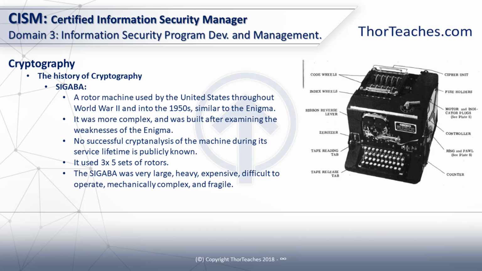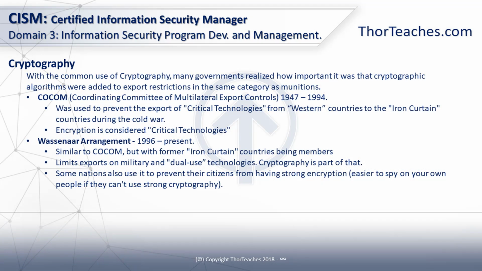On top of at the time being very secure, it was also very large, heavy, expensive, difficult to operate, fragile, and used a lot of complex machinery. And because of all of this, somewhere in the 50s, it was retired. In the 20th century, as encryption became more common and also much stronger, many countries moved towards classifying encryption in the same category that bombs and bullets were in, munitions, to ensure that the enemy at that time wouldn't be able to get their hands on our technology.